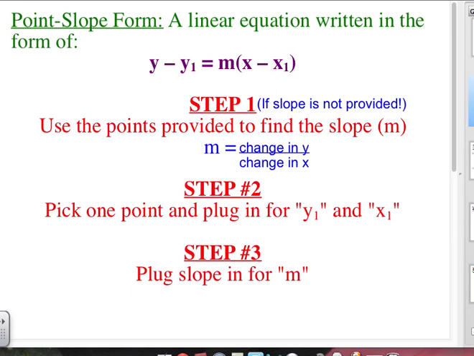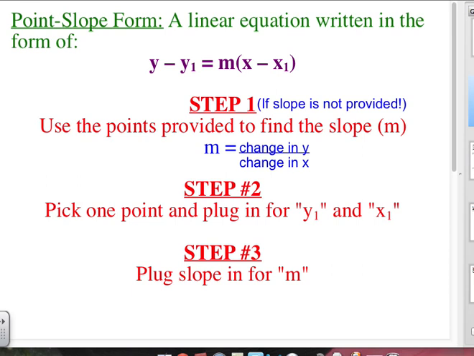Now, step 1 is kind of what I would call a maybe step. You might need step 1, you might not. Depends on how the question is given to you. Step 1 says, if the slope is not provided, so if the problem does not tell you what the slope of the line is, you need to do step 1. Step 1 says use the points that are provided, meaning they will give you 2 points. They'll give you 2 ordered pairs to find the slope of the line. So if they don't give you the slope of the line, they will give you 2 ordered pairs. And then you'll need to use those ordered pairs to calculate the slope.